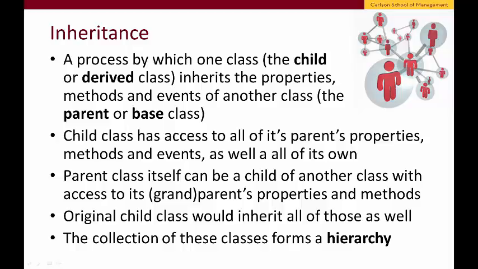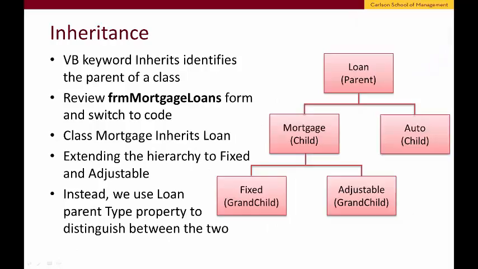In addition to all the parent's properties, methods, and events, the child class has additional properties, methods, and events of its own. Because the parent class can itself be a child of another class, you can see how the collection of the classes builds into a class and object hierarchy. Again, think about Excel's object model. In VB, the keyword Inherits identifies the parent of a class.